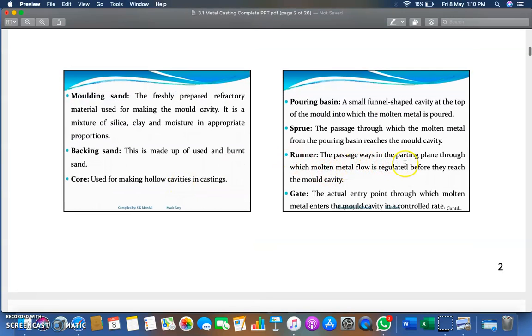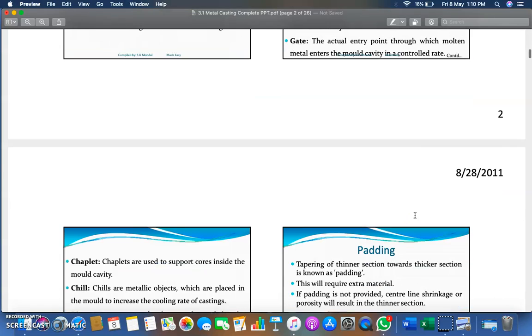Runners: the passageway in the parting plane through which the molten metal flows, regulating it before it reaches the mold cavity, meaning runners are used to regulate the molten metal flow. Next is gate, the actual entry point from where the molten metal enters the mold cavity. There are also various types of gates that we will study further in this course. From the gate you are feeding the material into the mold cavity at a controlled rate.